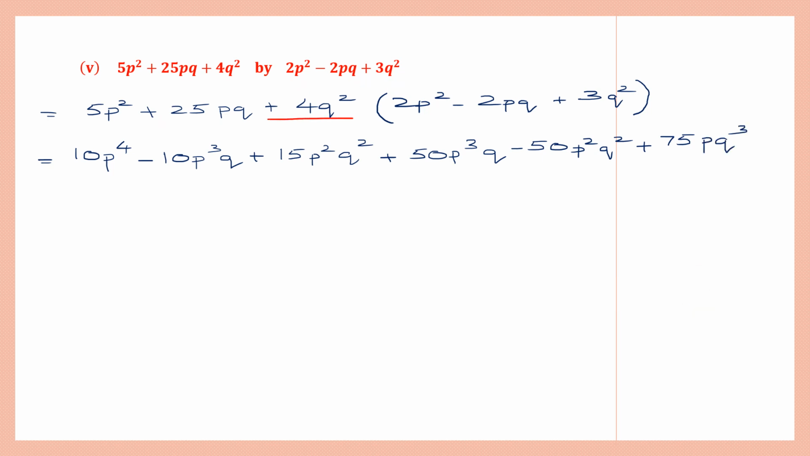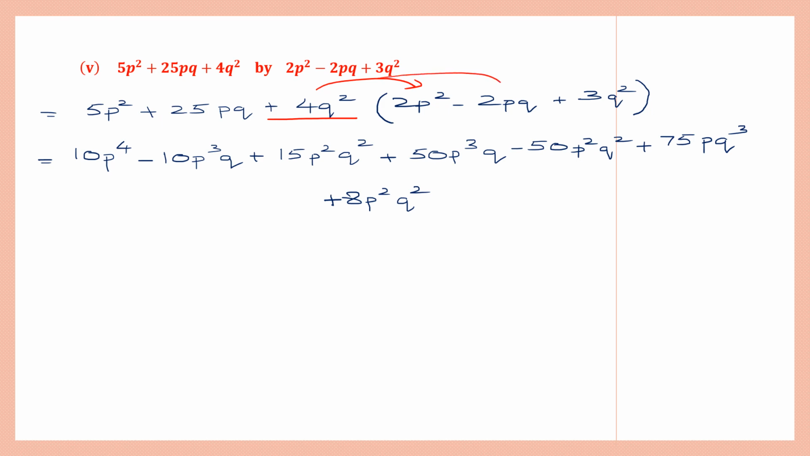Now we have to multiply 4q square into each of these. Now I'm going to continue it down since we don't have place. So the sign is plus. The number 4 2s are 8. Then we have q square and p square, or p square and q square. You can write it in any order.